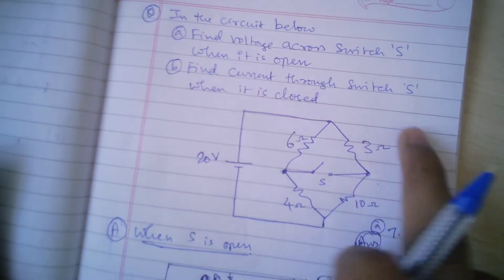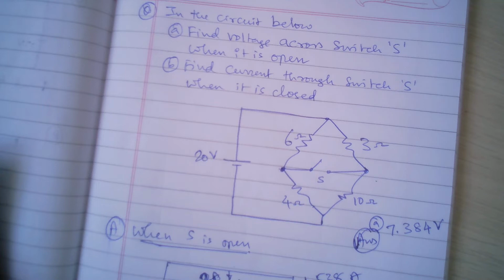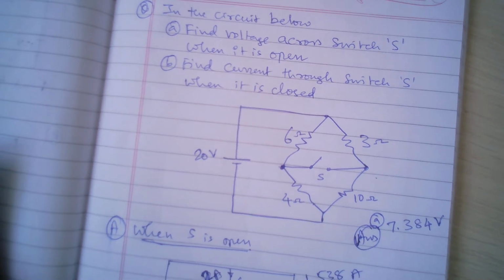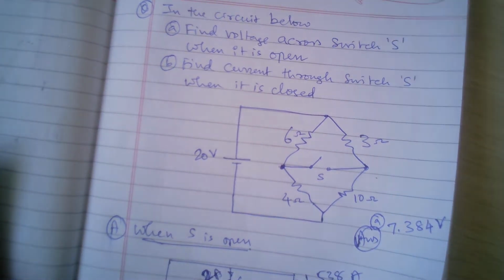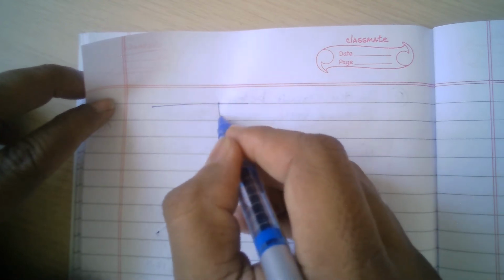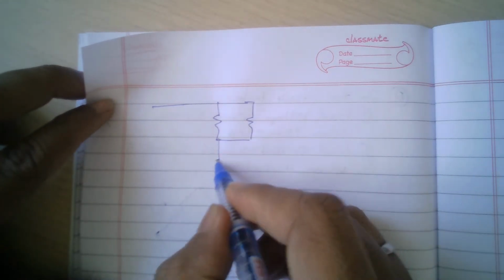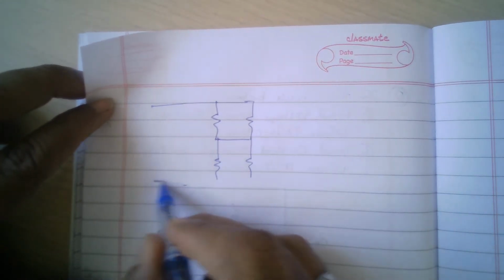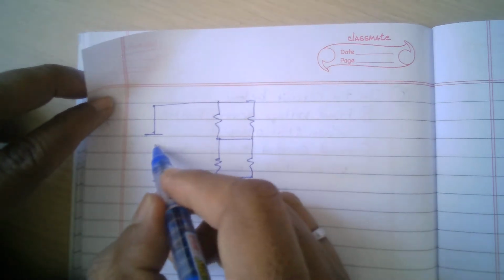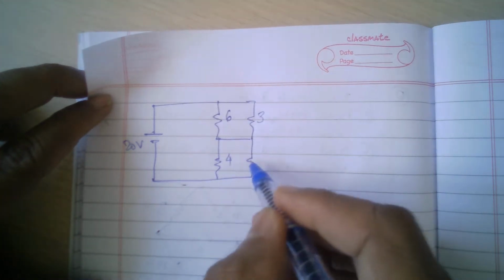Now we have part B, find the current through the switch when it is closed. So now when the switch is closed, what is the current? Let us find that. For this we again need to redraw the circuit. The circuit is like this. Now the switch is closed, so the above two branches are joined like this, and the below two branches are like this, and here I have 20 volts. This was 6, 3, and this is 4 and 10.